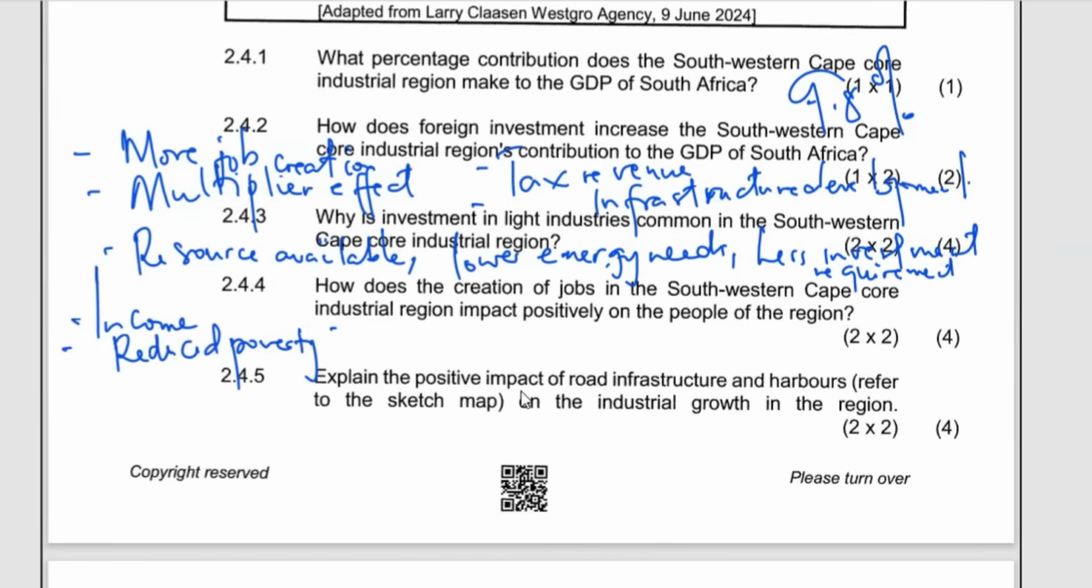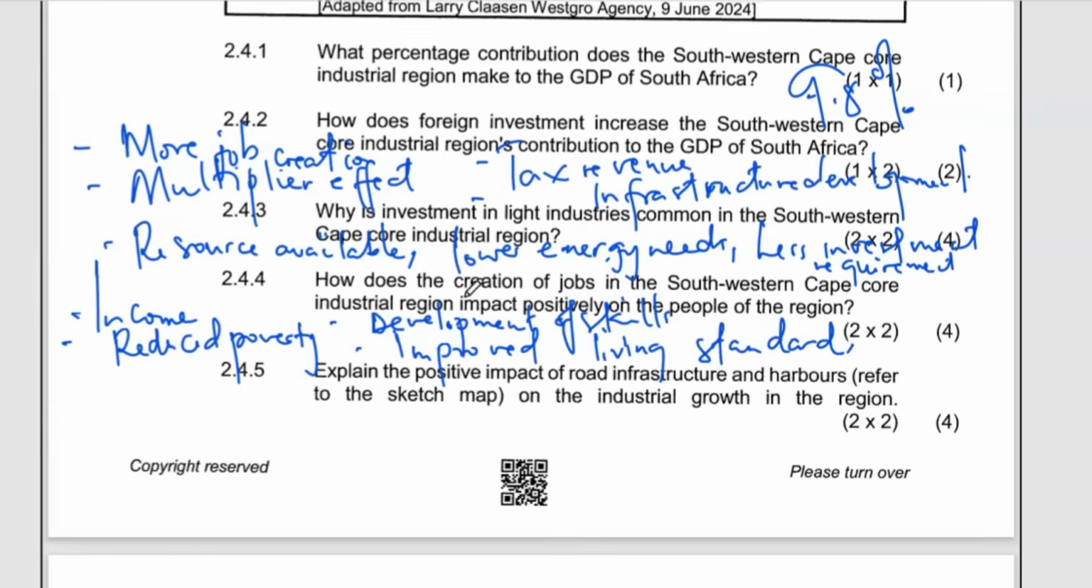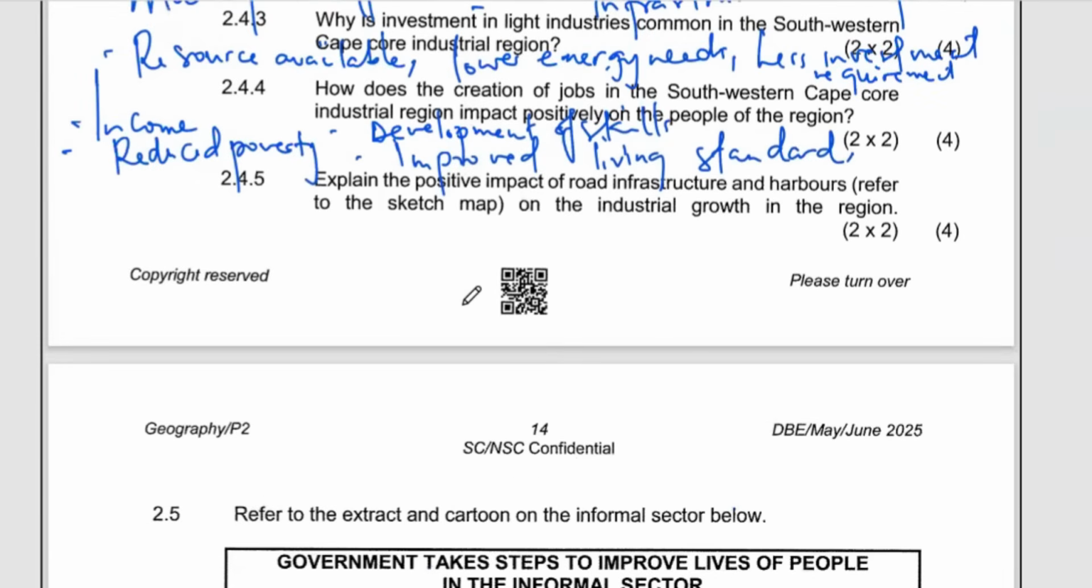Then we can also look at people who benefit from development of skills as they perform their activities in the industries. They also have skills development. Then you can also look at improved living standards. Right, that is basically how people are going to benefit from the creation of jobs in that industrial region. Right, moving on to the next question.